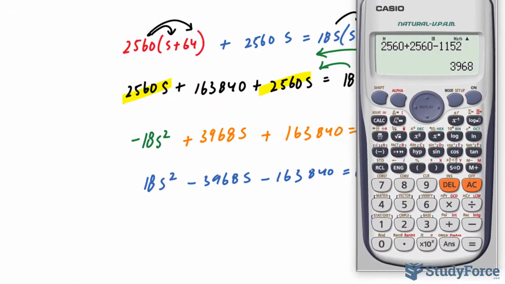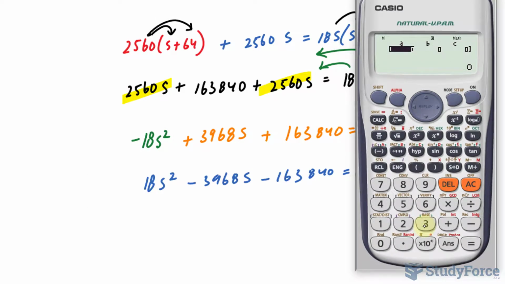At this point, you can use the quadratic formula to come up with the values of s, except I'll use a function on my calculator. Your calculator may or may not have this feature. If it doesn't, then you're bound to use the quadratic formula. So our a term is 18, our b term is negative 3968, and c is negative 163,840. One of our solutions will be 256.